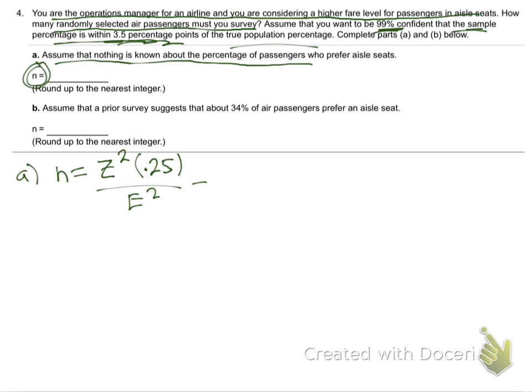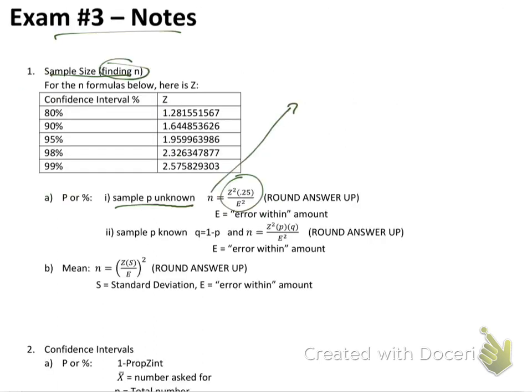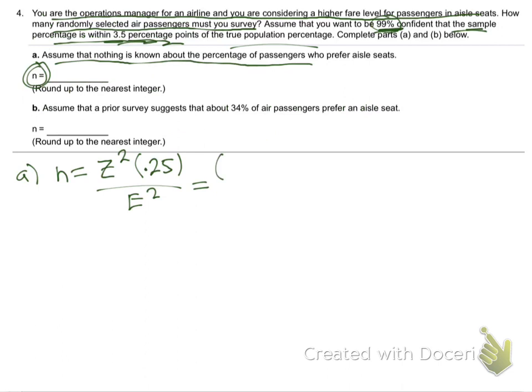Okay, so what are those things? Well, the Z is found here in the table. What's our level? We're trying to be 99% confident. 99%, there's your z. So grab that z value. That's your z. You just grab it from the table. So you'll have these notes with you on the exam, and you can just use this table for whenever you get an N question. So the z is 2.575829303.